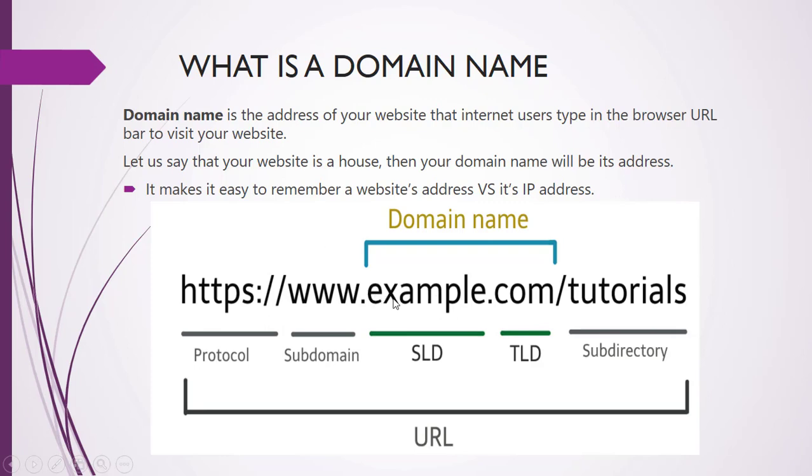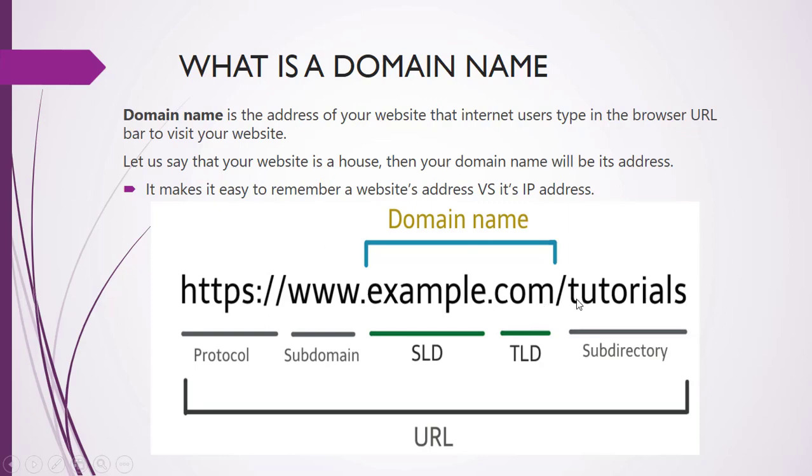So this example will usually be your own website's name. Whatsoever you want to name it, you put it here. Then .com is the top level domain. So these two put together will usually be the domain name. Now this is where it's supposed to stop.